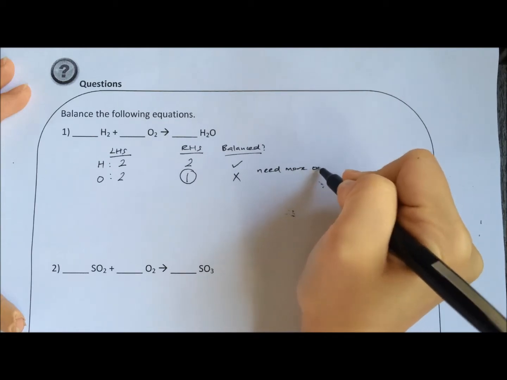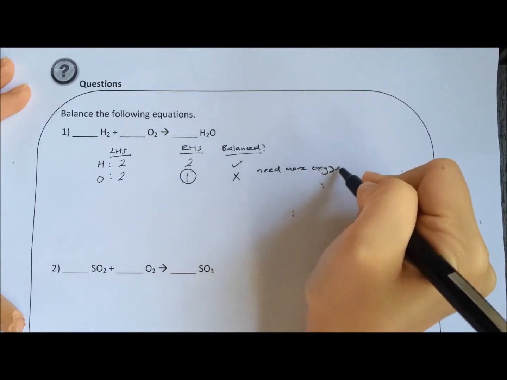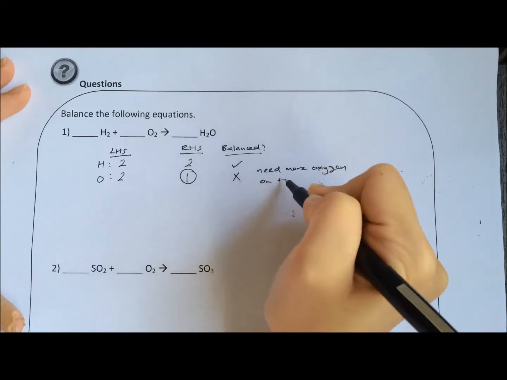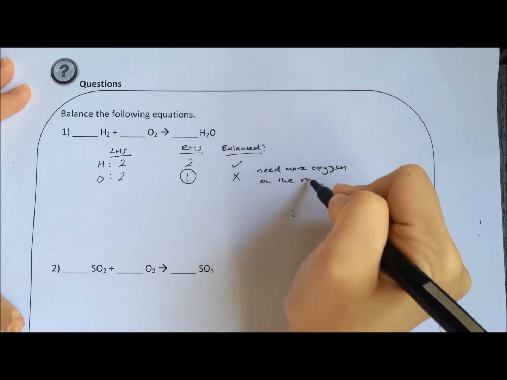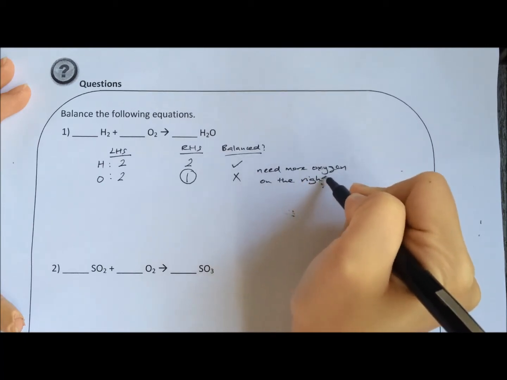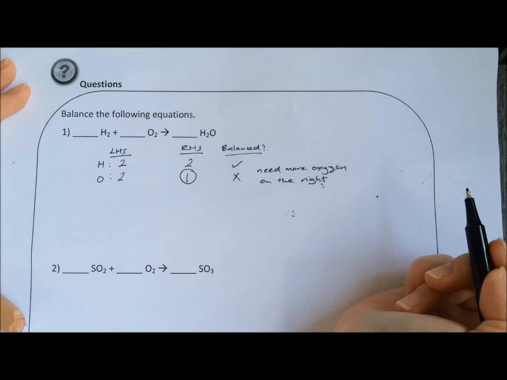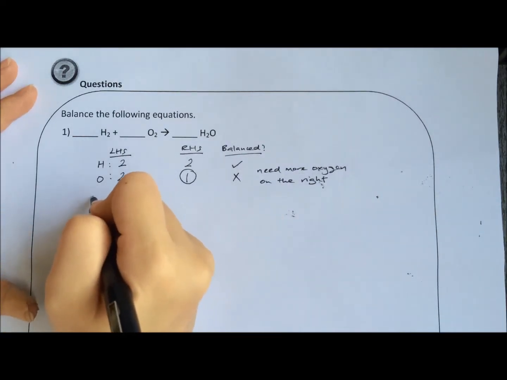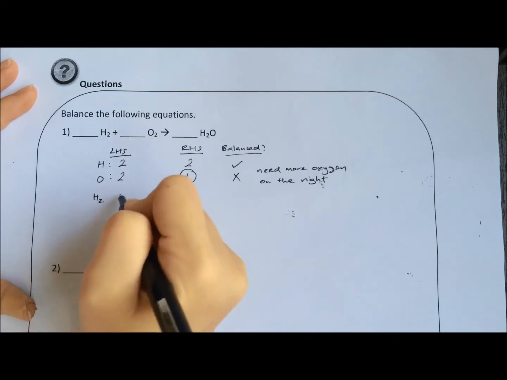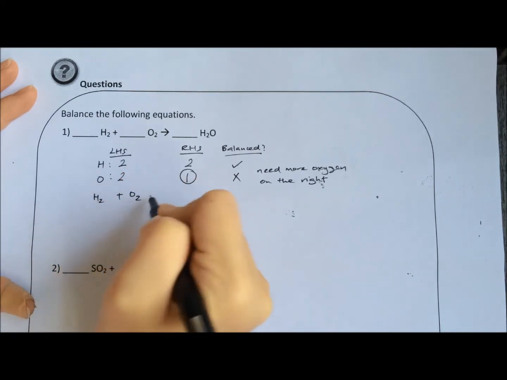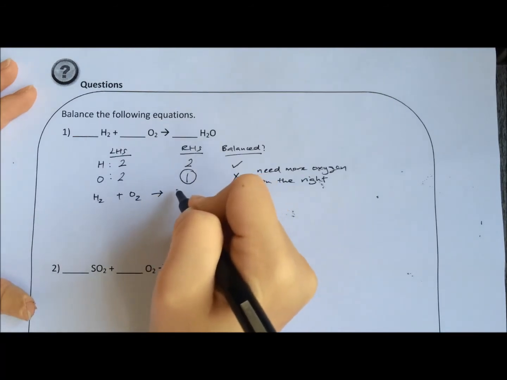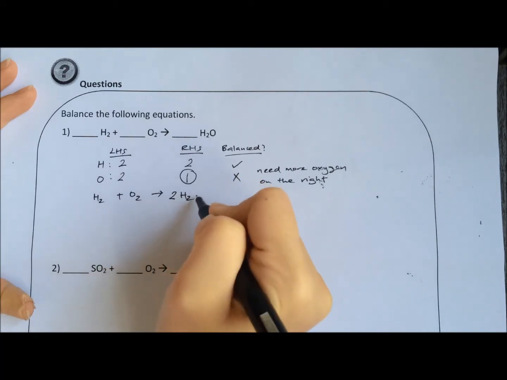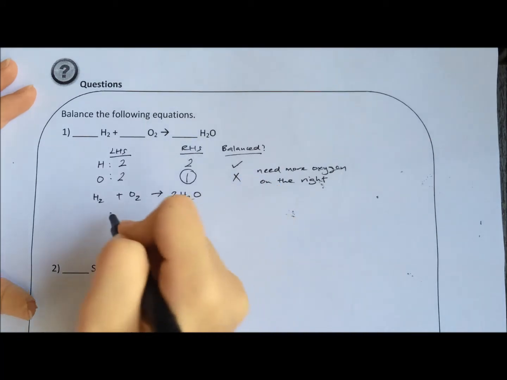Okay, how do we add more oxygen? We can only add numbers in front. We cannot change the chemical formula of water. It has to always be H2O. But we add numbers in front. So the first thing we do is we write down the equation. H2 plus O2 arrow. Then here we increase the number to number 2 because no number is number 1. So we put number 2 and then we write H2O.